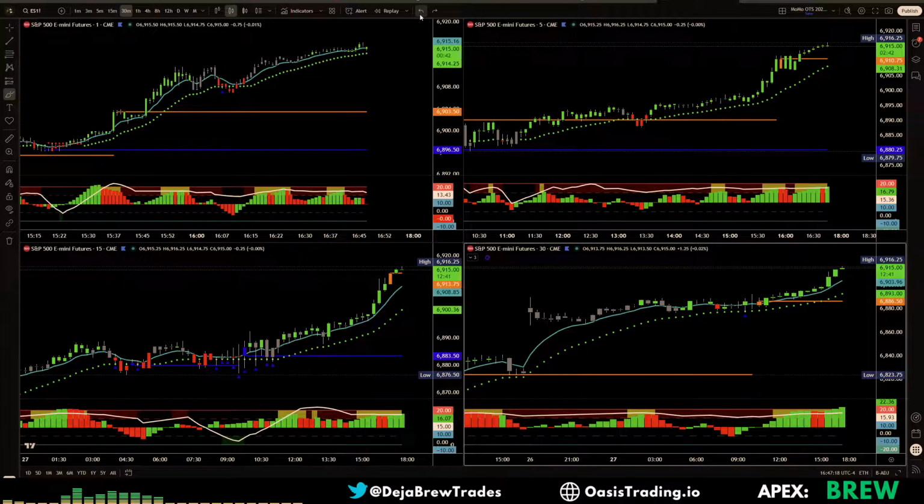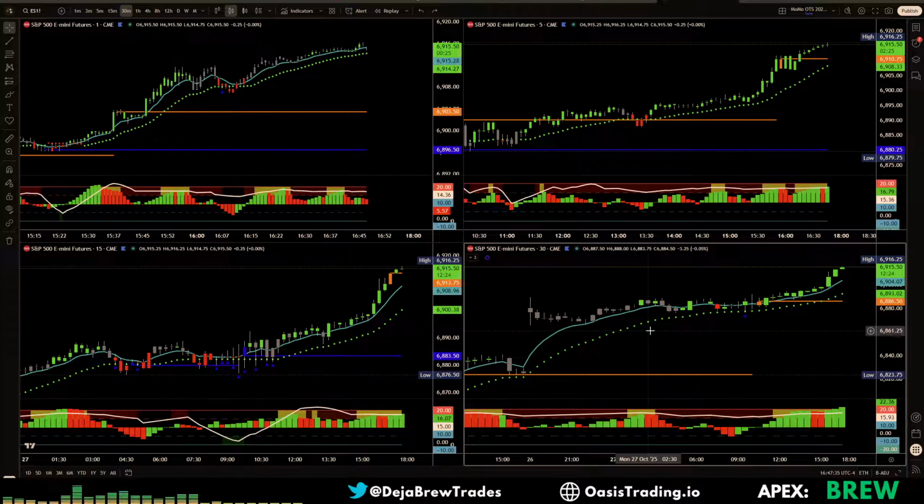So think about the lower time frames as a warning sign for what the higher time frames are possibly going to do if that does turn into a larger move, right? It could just be a very small 1-minute pullback that turns into a trap, and the 5, the 15, the 30, they're all staying very bullish.